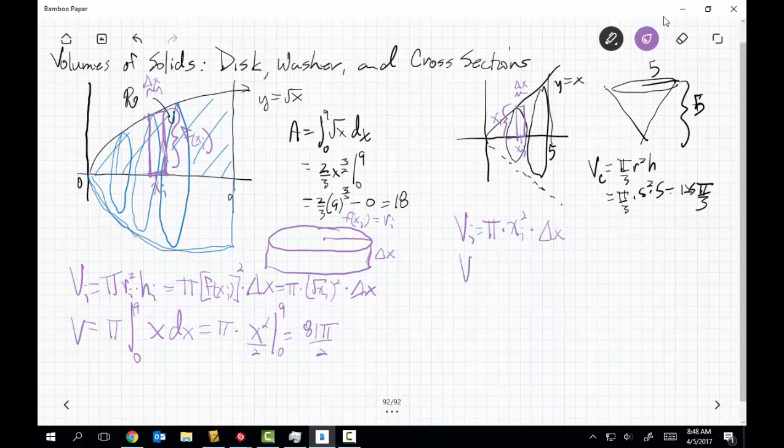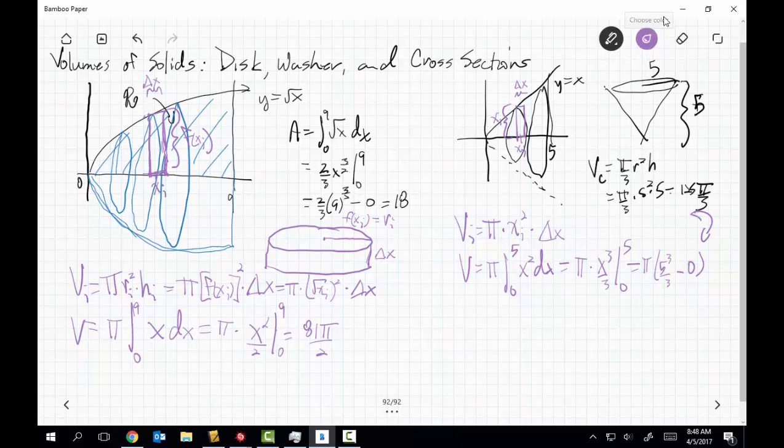So the volume is equal to pi times the integral from 0 to 5 of x squared dx. And this turns into pi times x cubed over 3 from 0 to 5. I'll actually do this one out because I've been a little bit lazy. This is 5 cubed over 3 minus 0, which is 125 pi thirds, which is awesome.